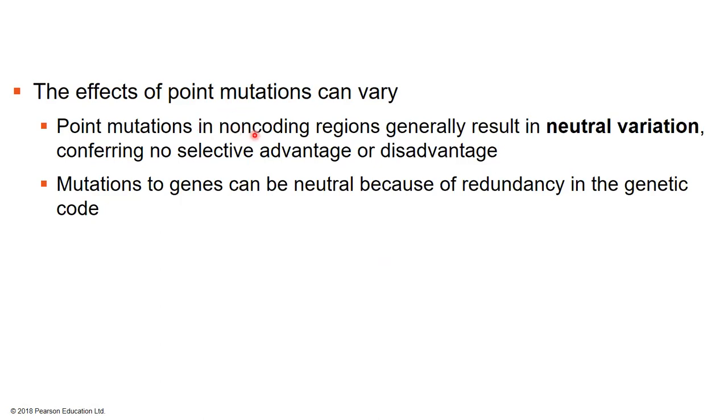Some mutations might affect non-coding regions, and these cause neutral variation. Basically, they do not offer any selective advantage or disadvantage because they do not affect coding regions. And some mutations to genes might be neutral because of redundancy in the genetic code. Remember, more than one codon can encode the same amino acid.